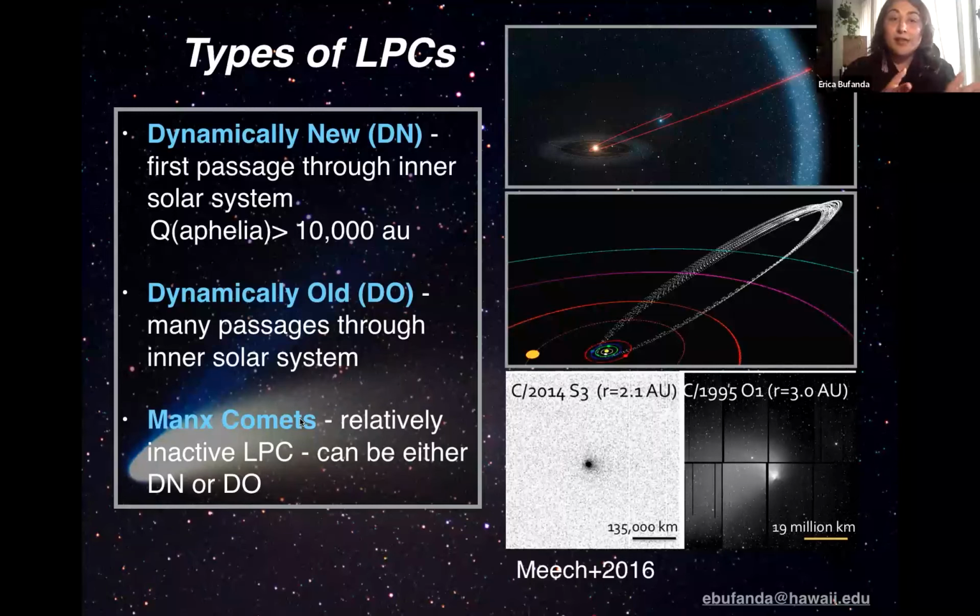And then Manx comets can either be dynamically new or dynamically old, but with the addition that their activity is very minimal in comparison to other LPCs. We colloquially refer to them as Manxes because they're like the tailless Manx cat. As you can see here, the dust tail of C/2014 S3 is much less prominent at a shorter heliocentric distance than Hale-Bopp is in this other photo.